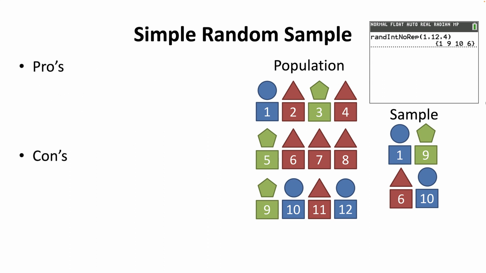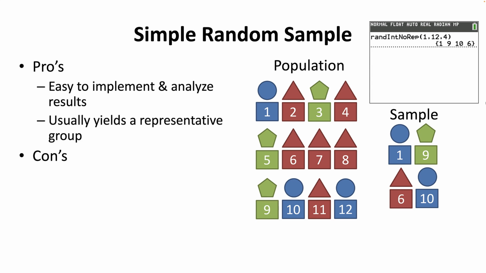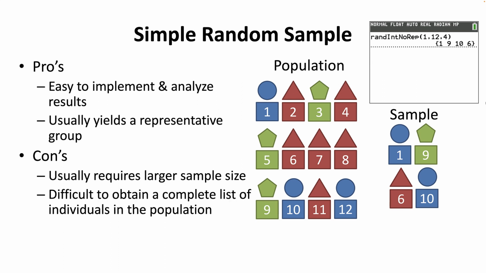And now let's take a look at the pros and cons of a simple random sample. As a pro, it's easy to implement and analyze the results. And it usually yields a truly representative group from your population. The cons are it usually requires a really large sample size. And it can be difficult to obtain a complete list of individuals in the population.